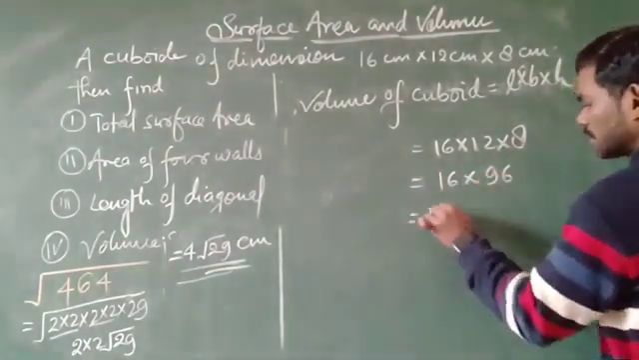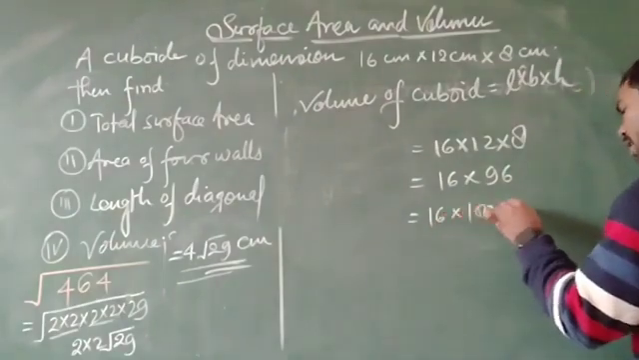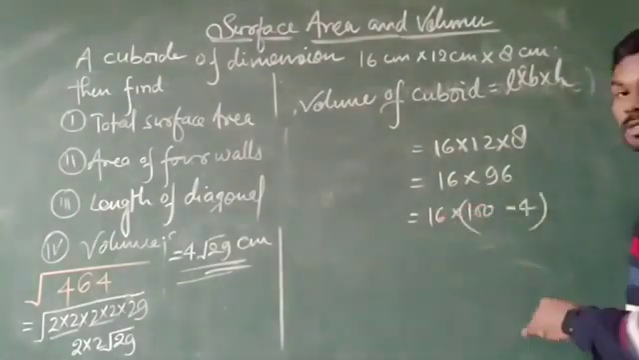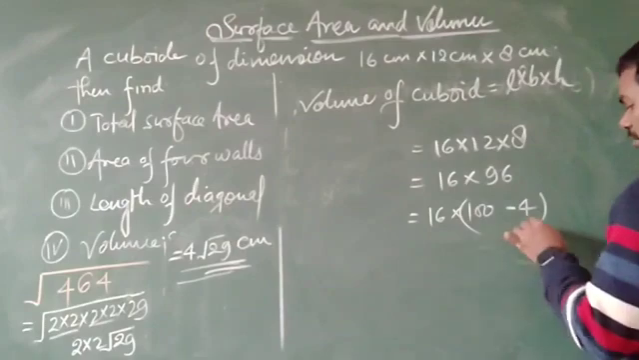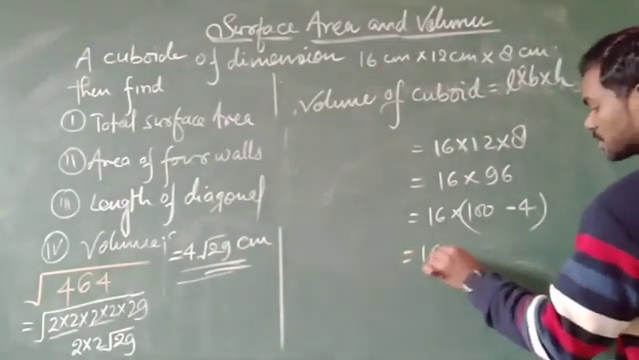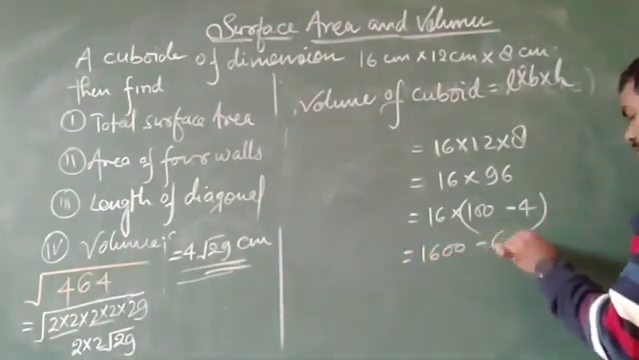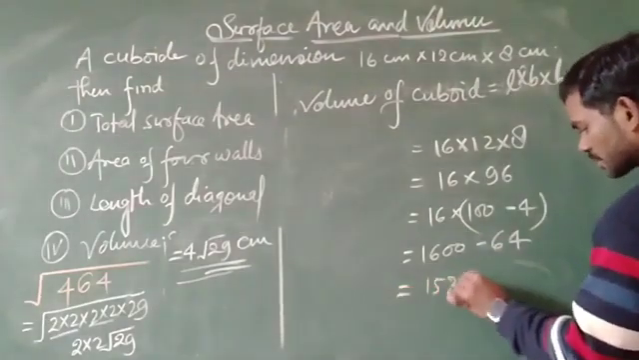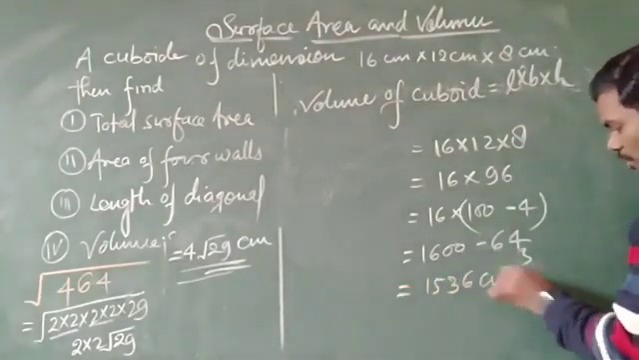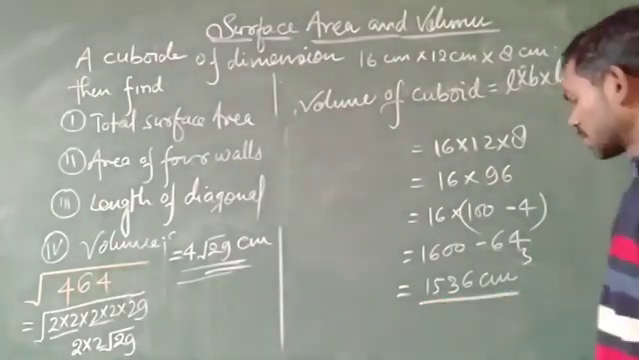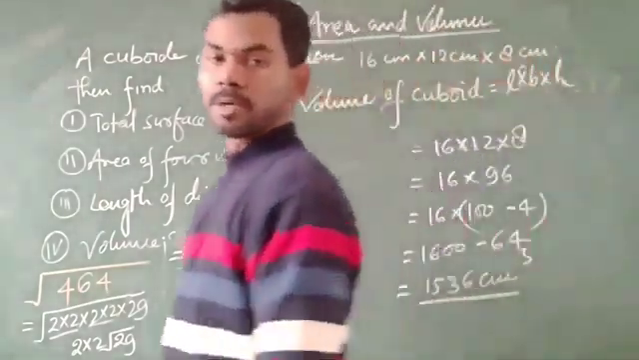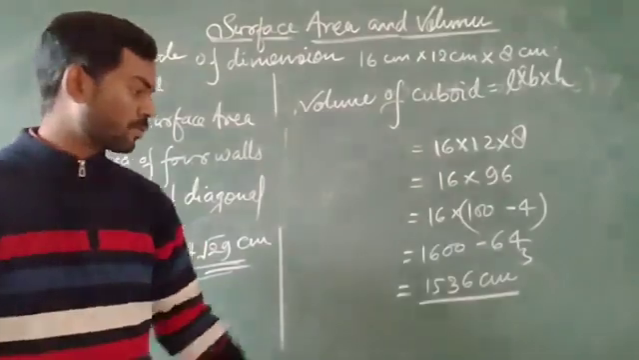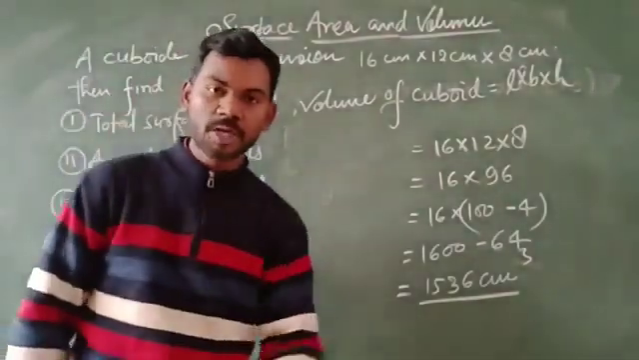In order to simplify, 16 multiplied by 100 minus 4, since 96 can be written as 100 minus 4. So it becomes 1600 minus 64. Now solve. We get 1536 centimeter cube. So 1536 is the volume of the cuboid. I hope the volume of the cuboid is clear to everyone.